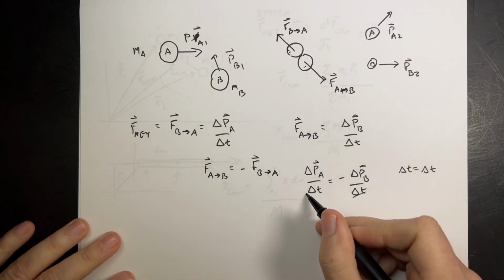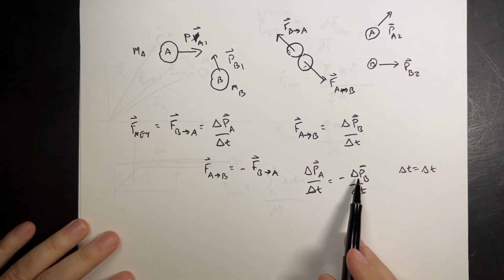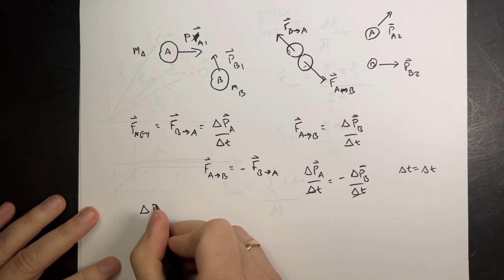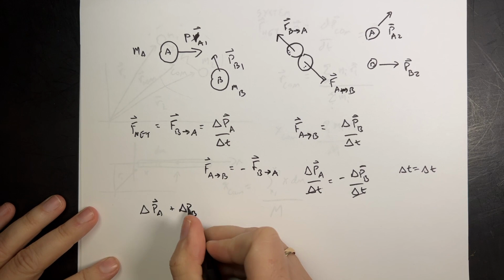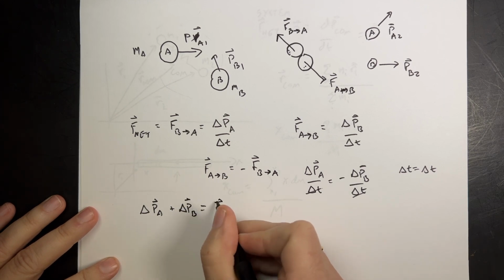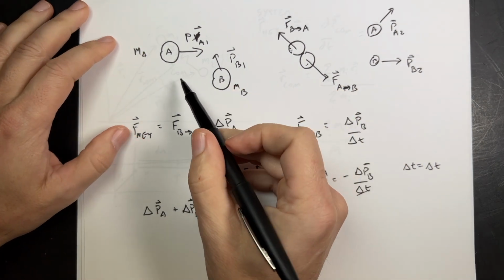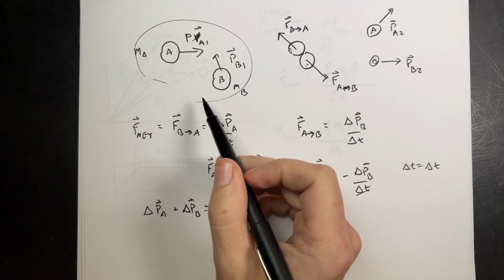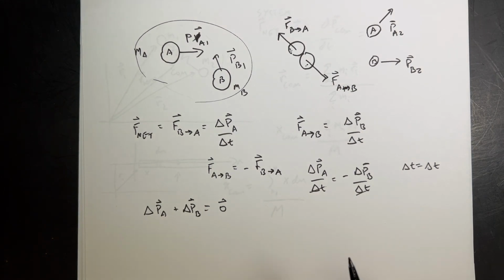So those cancel. So now I have the change in momentum of A is equal to the opposite of the change in momentum of B, or delta P A vector plus delta P B vector is 0. The change in momentum has to be 0. Okay, and you think about that. If this is my system, and there are no external forces on that system, then the momentum will not change, and that's what we just said.